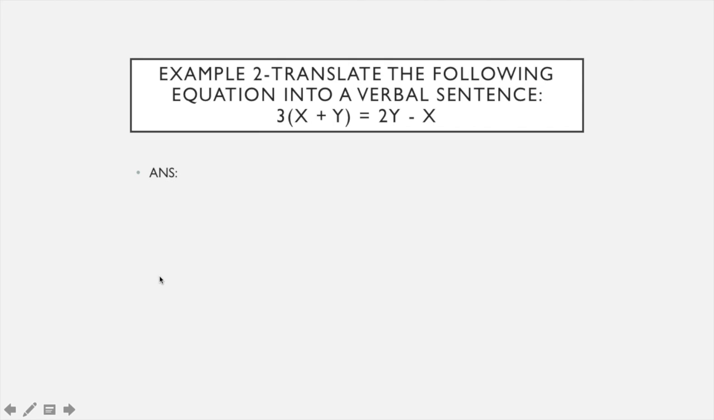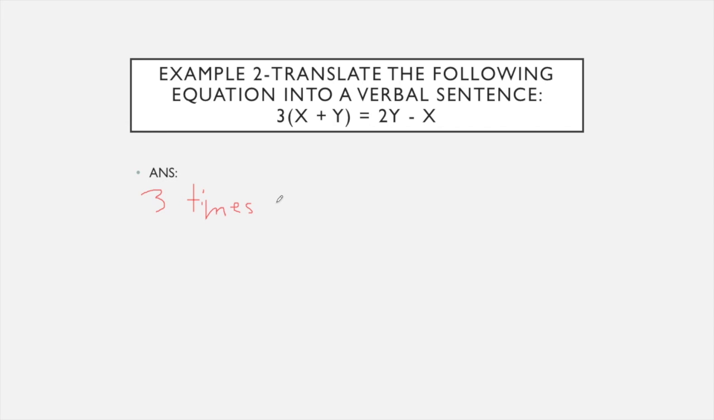Second example, number 2. Translate this equation into a sentence. So now we're going to work backwards the other way. So given the equation, let's write a sentence. So what's happening on the left? We see 3 times something. So I'll just put 3 times. Now it's 3 times what? Is it 3 times x? Is it 3 times y? Or is it 3 times the sum of x and y? Well, it should be the last one. It's 3 times both x and y being added together.